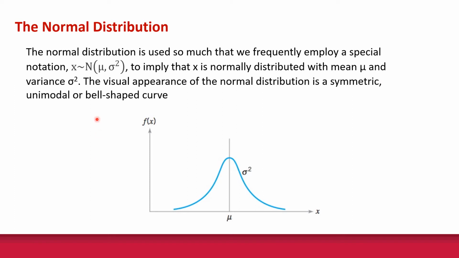The normal distribution is used so much that we frequently employ a special notation given by the following: N of mu and sigma squared. This is to imply that x is normally distributed with mean mu and variance sigma squared. The visual appearance of the normal distribution is symmetric or bell-shaped. So here it's clustered about the mean with equal space on both sides. Sigma squared describes how much it's spread out from the mean.